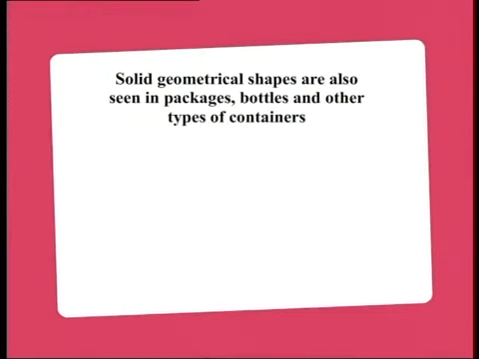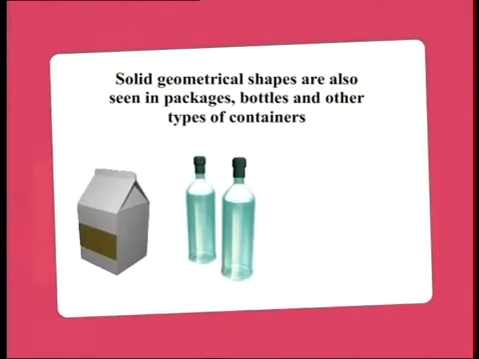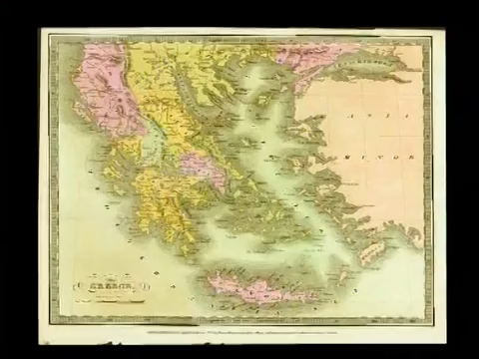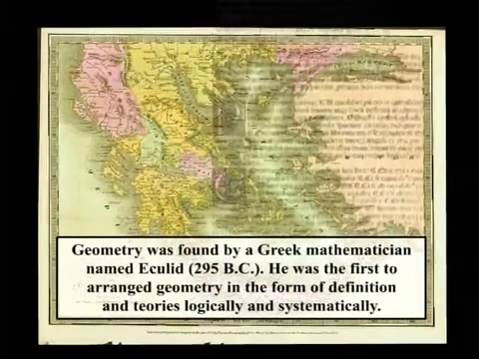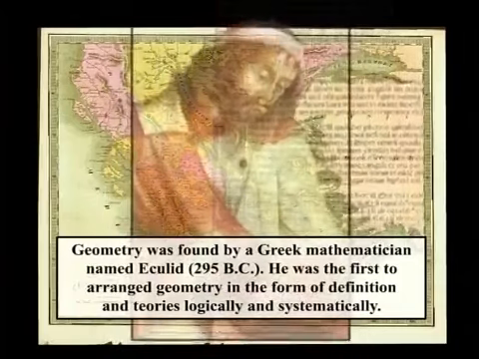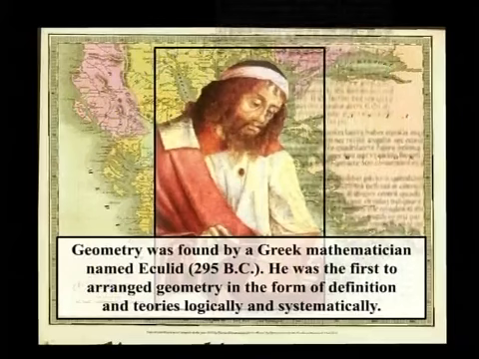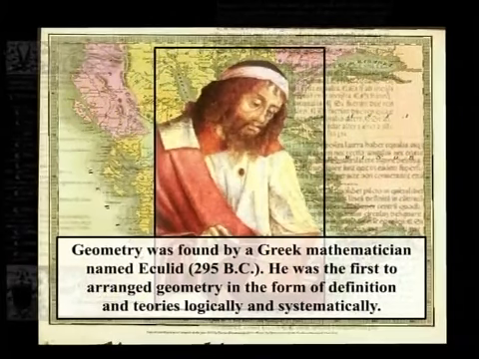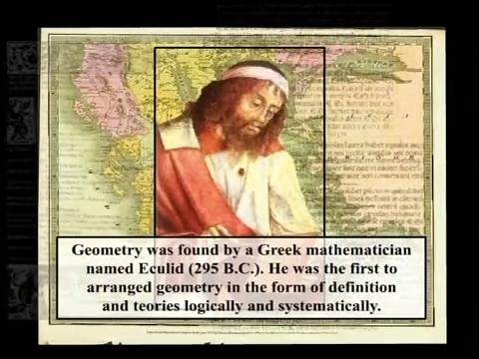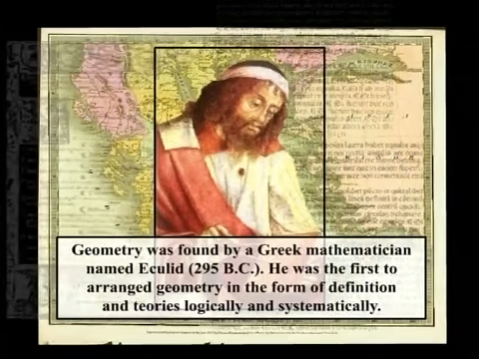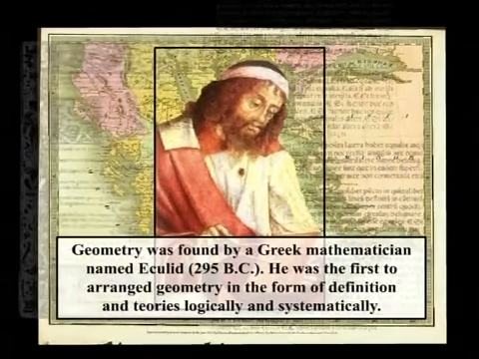Solid geometrical shapes are also seen in packages, bottles, and other types of containers. Geometry was founded by a Greek mathematician named Euclid in 295 BC. He was the first to logically and systematically arrange geometry in the form of definitions and theorems.